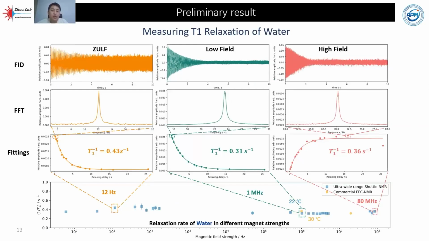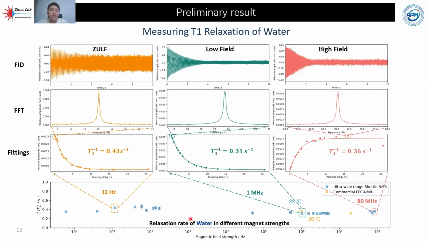And we performed the ultra-wide range shuttle NMR relaxation measurement on water at 22 degrees Celsius. A representative result in each region is shown separately. The time and frequency domains and the corresponding T1 fitting curves are presented for zero to ultra low field, low field and high field. In line with our expectation, there is a decay curve in zero to ultra low field and low field, and a recovery curve in high field.